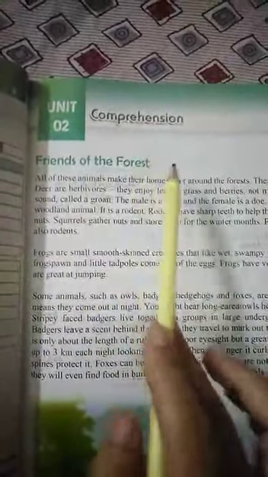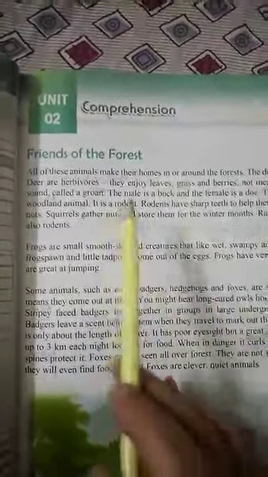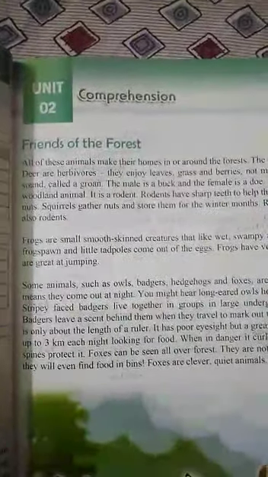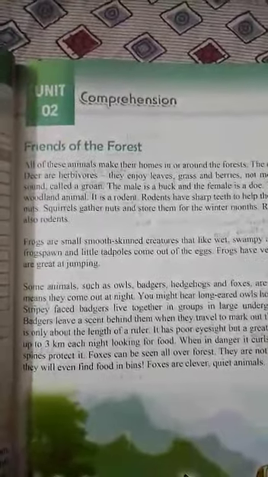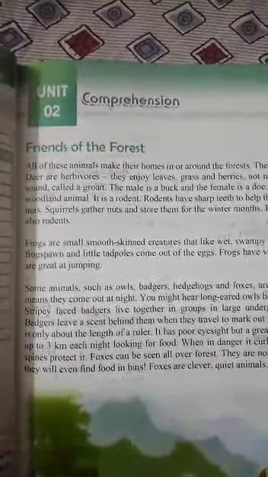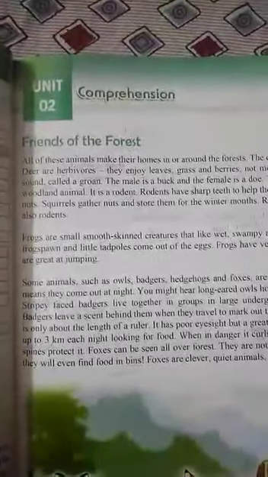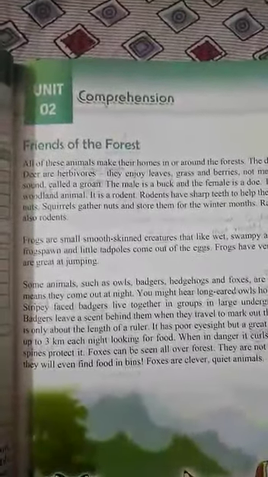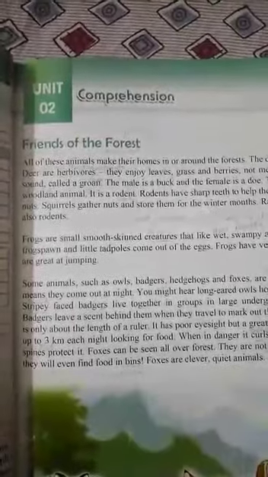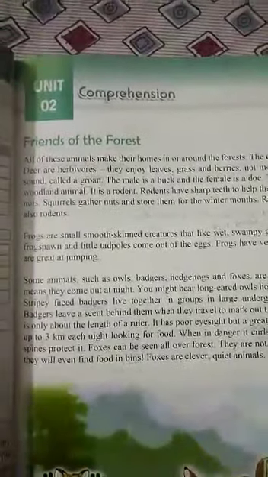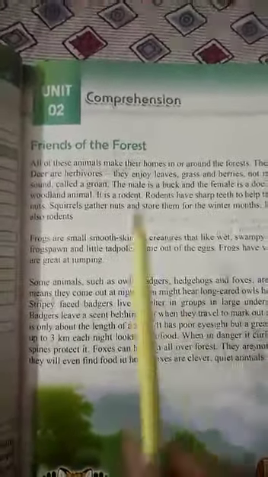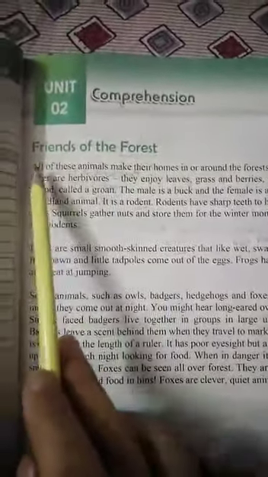Now, many kinds of animals live in the jungle, but not all the animals are friends. For example, a lion or a tiger also lives in the jungle, but it is not a friend of a deer or a rabbit. Why? Because a rabbit or deer is food of the lion. So they both cannot be friends. But there are some animals who have friendly ties, and now we are reading about them. So, starting with the lesson.